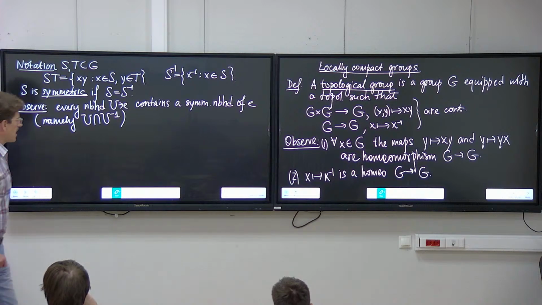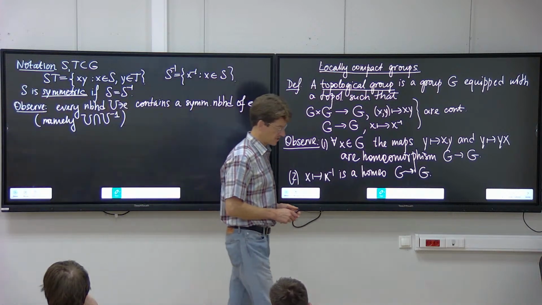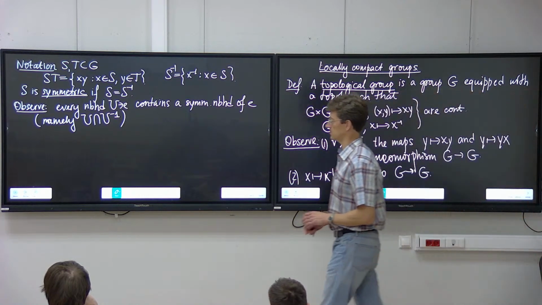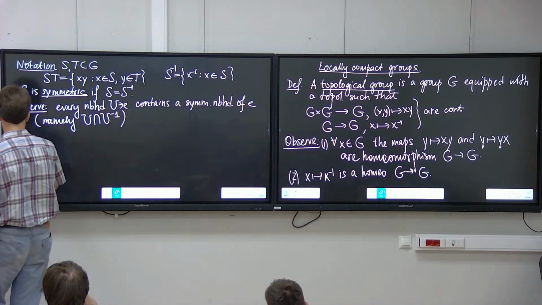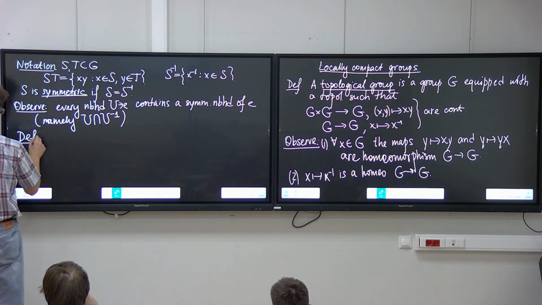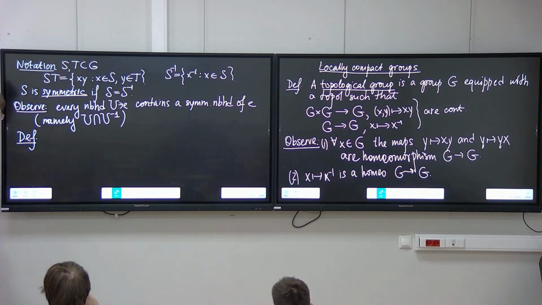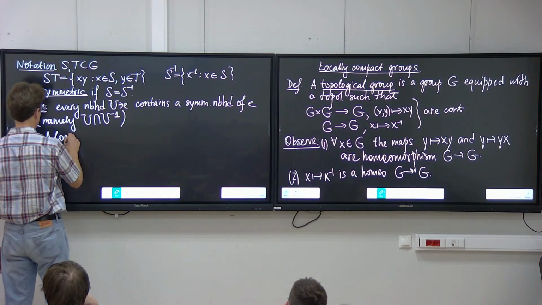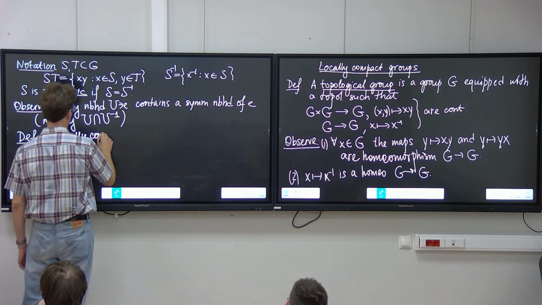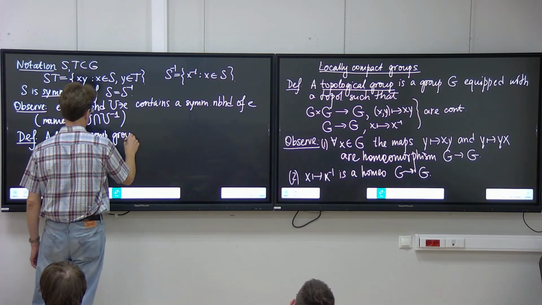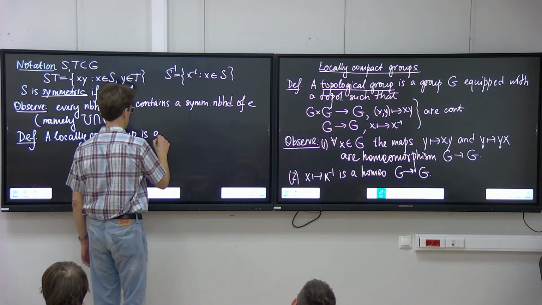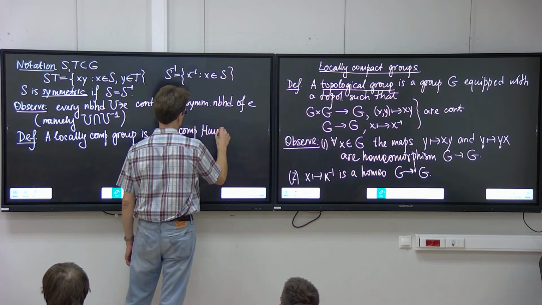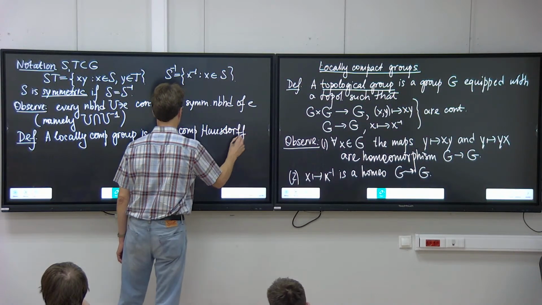Well, arbitrary topological groups are too general objects for doing harmonic analysis. We are mostly interested in locally compact groups. And when we say a locally compact group, we always mean a locally compact Hausdorff topological group. A locally compact group is, by definition, a locally compact Hausdorff topological group.